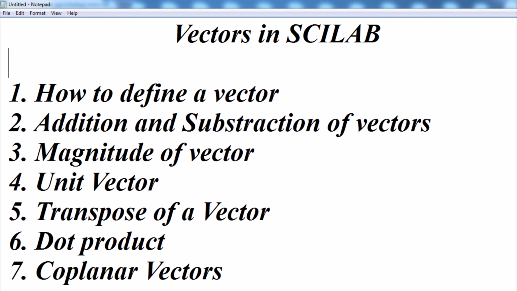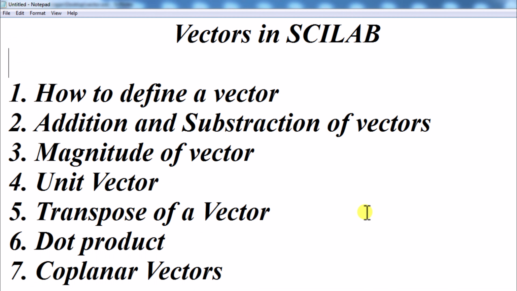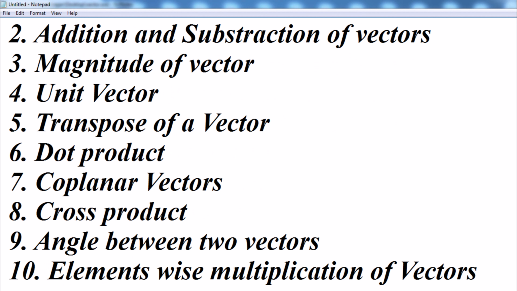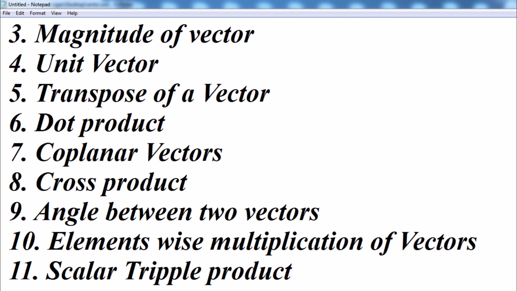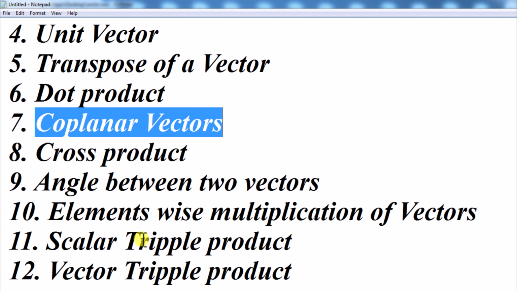So the next topic is coplanar. How can we assume that the two vectors are coplanar? So this is the next topic, and we will do this after calculating the scalar triple product. Okay, so after scalar triple product this topic will come. So we will discuss the coplanar vectors after the 11th topic.